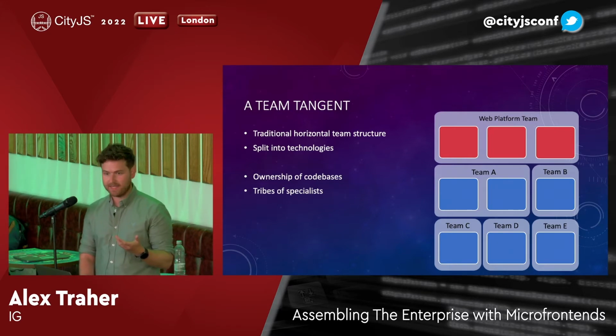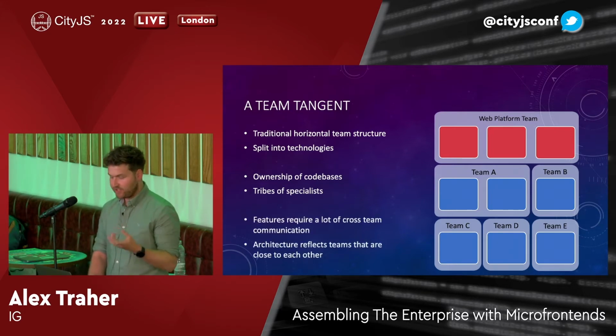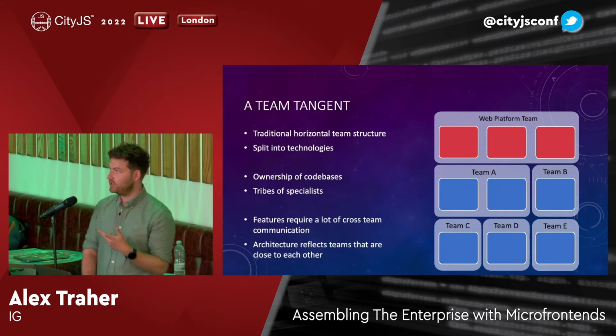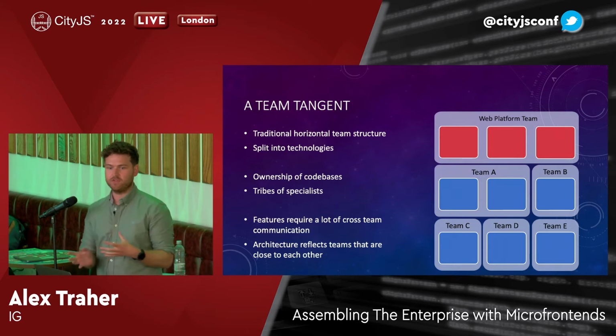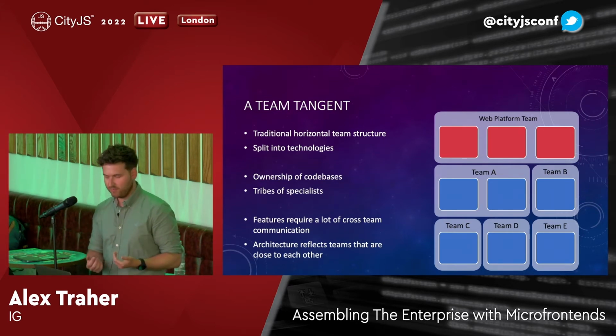But it came with some challenges. Features require a lot of cross-team communication. If I had a feature that spanned the full stack, you can see from this diagram that you've got at least three teams, even if it's a really simple example. And as a result of that, the architecture that we produced to solve problems often reflected teams that are geographically or culturally close to each other rather than probably the right solution to the problem.